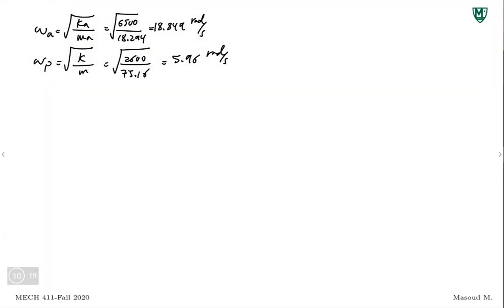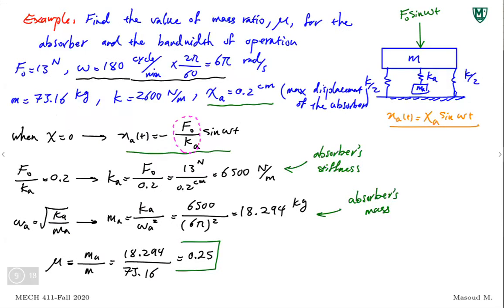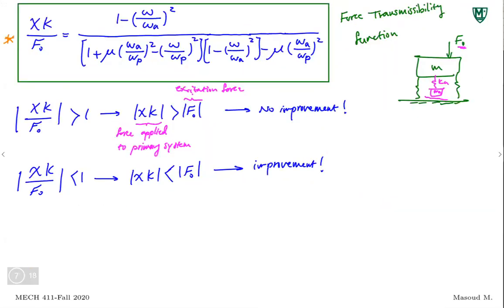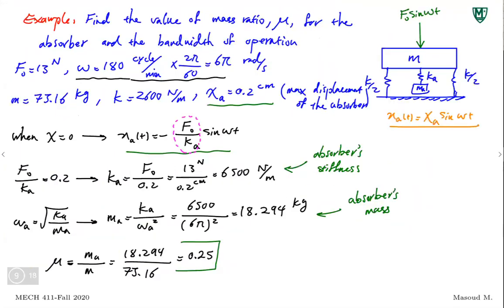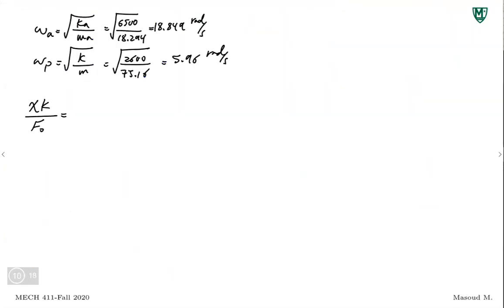So now let's form our xk over f naught. If I go back, all I'm doing is replacing, well, omega is just a number, it's just a parameter, so I'll keep it that way. Now I know omega A, I know mu, omega, and omega P. So I can replace all of these. I'll get my force transmissibility function. If you do that, here is what you will get.